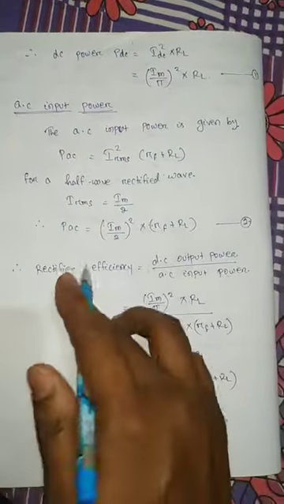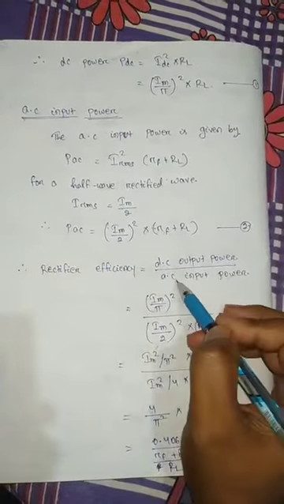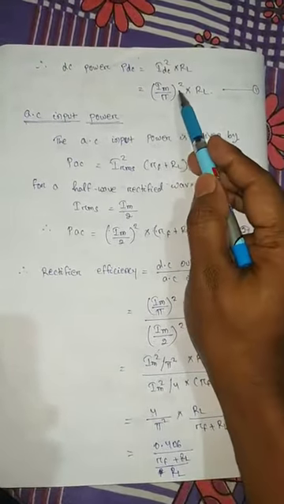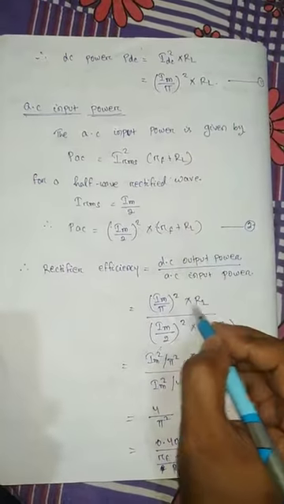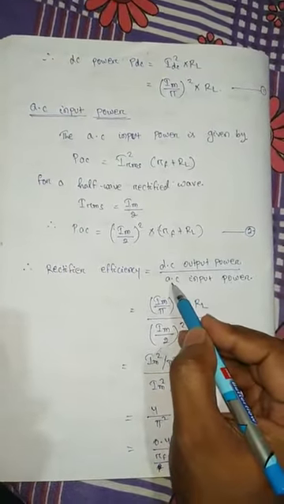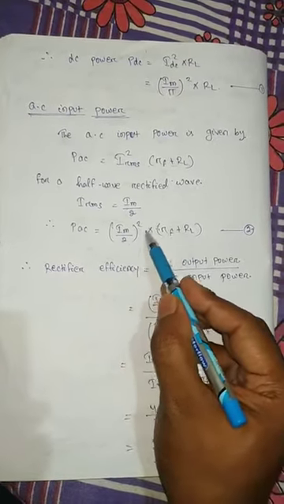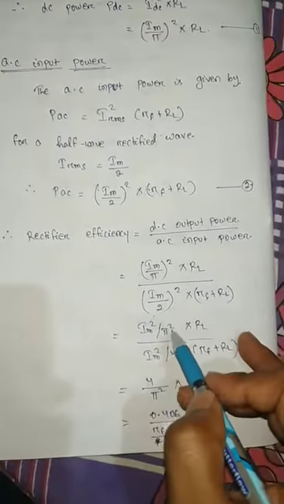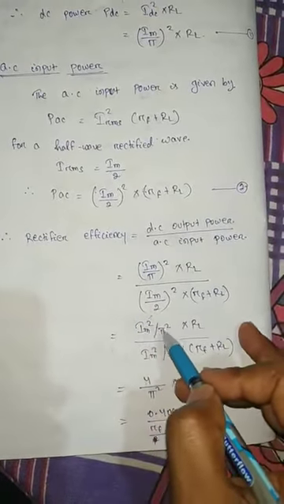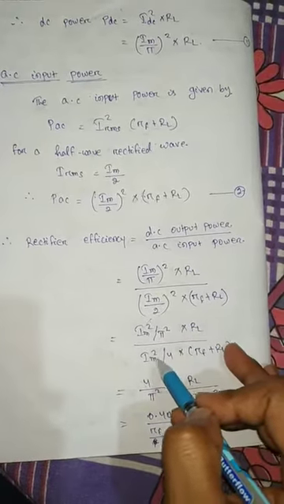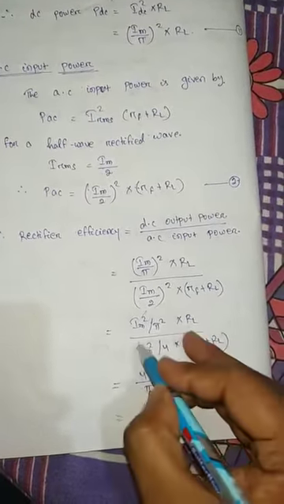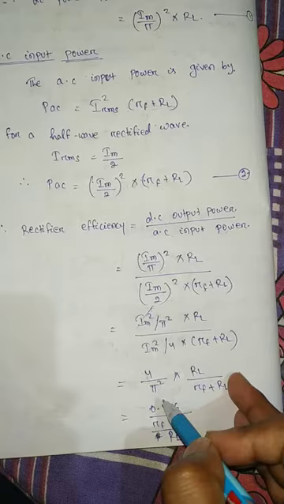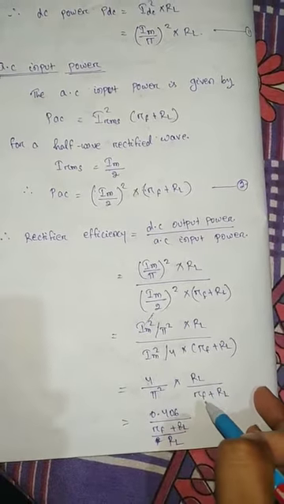Therefore, the rectifier efficiency is DC output power divided by AC input power. The DC output power is IM divided by pi whole square into RL, from equation 1, and the AC input power is IM divided by 2 whole square into RF plus RL, from equation 2. So the expression becomes IM square divided by pi square into RL, divided by IM square divided by 4 into RF plus RL. The IM square will be cancelled out. Now the expression becomes 4 divided by pi square into RL divided by RF plus RL.